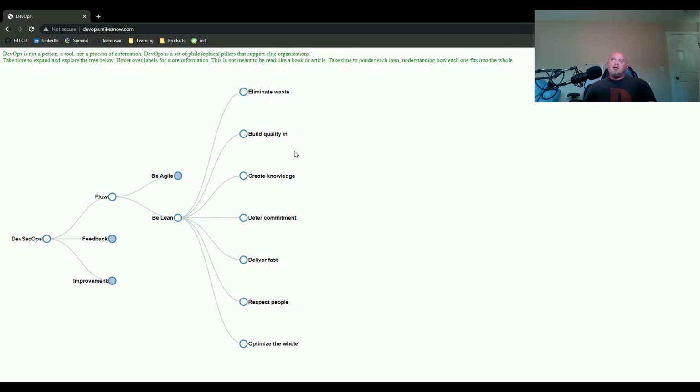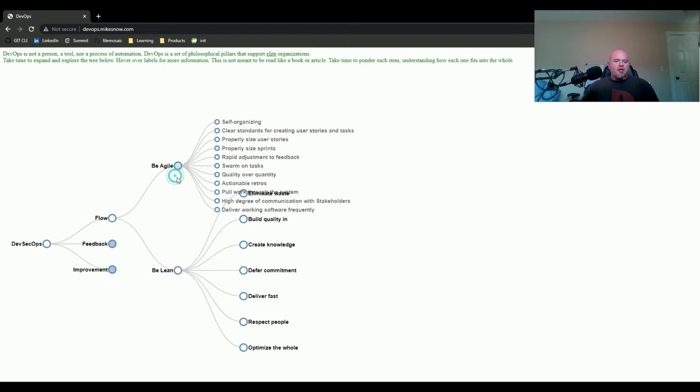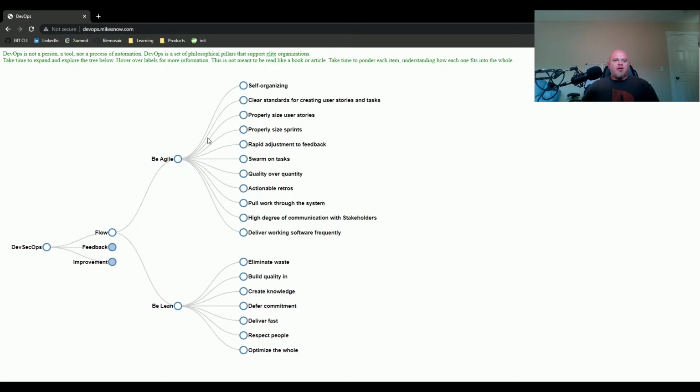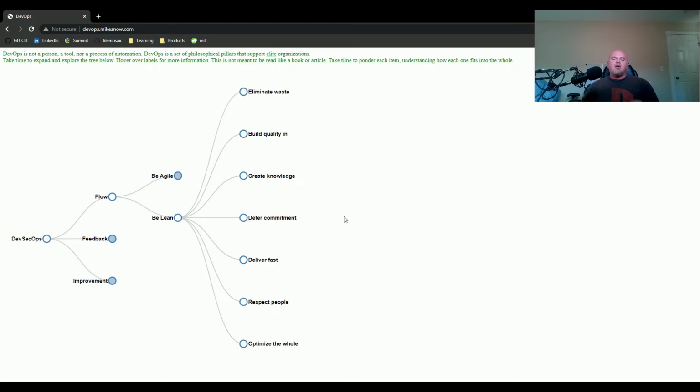Deferring commitment sounds funny. Don't think of it as just telling people, no, I'm not going to do that. This relates to where I was talking earlier about having clear standards for creating user stories and tasks. So deferring commitment means that if someone's requesting something and it's not clear what the value proposition is or what they really want, saying, no, hold on, stop, we're not going to work on that until the value is clear, that's actually a good thing.